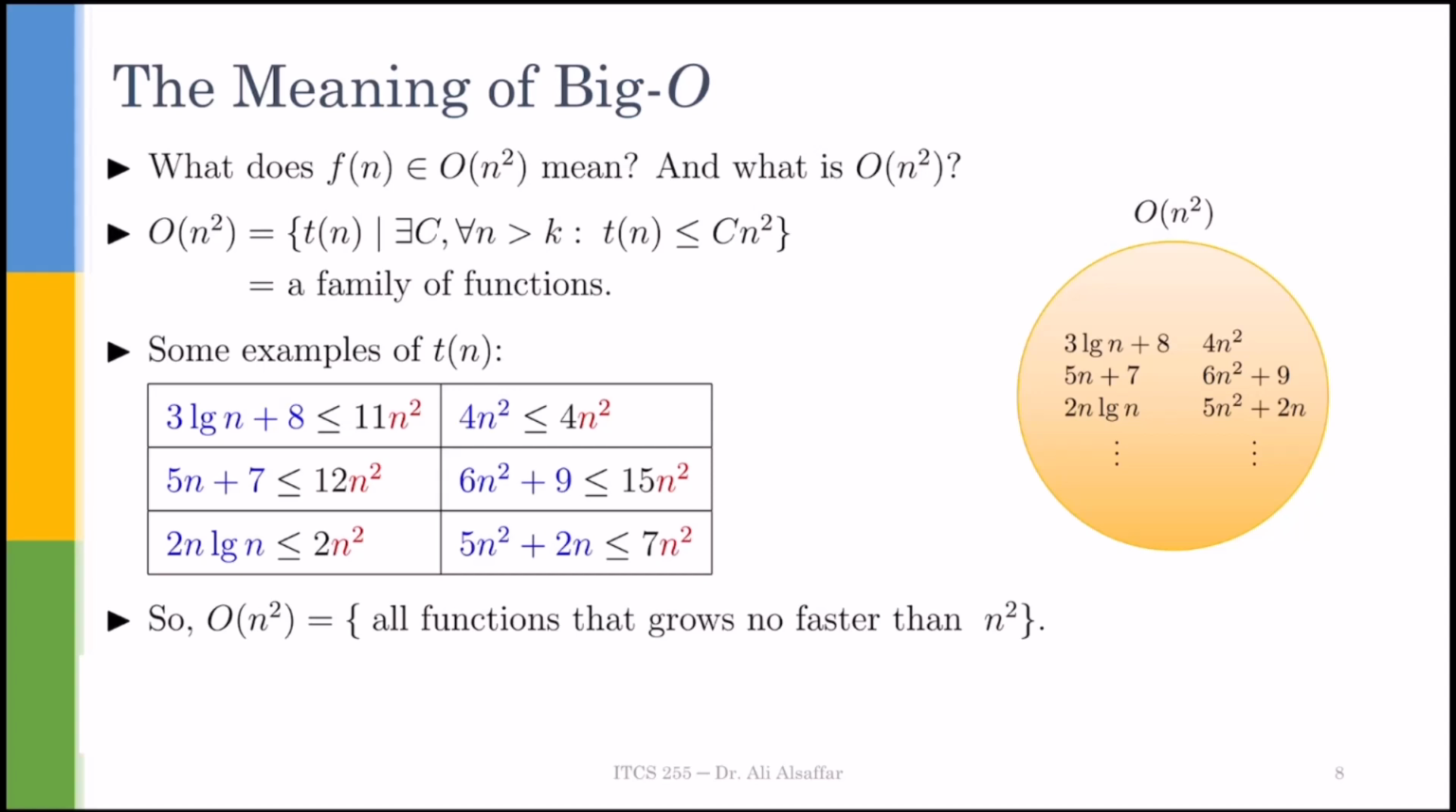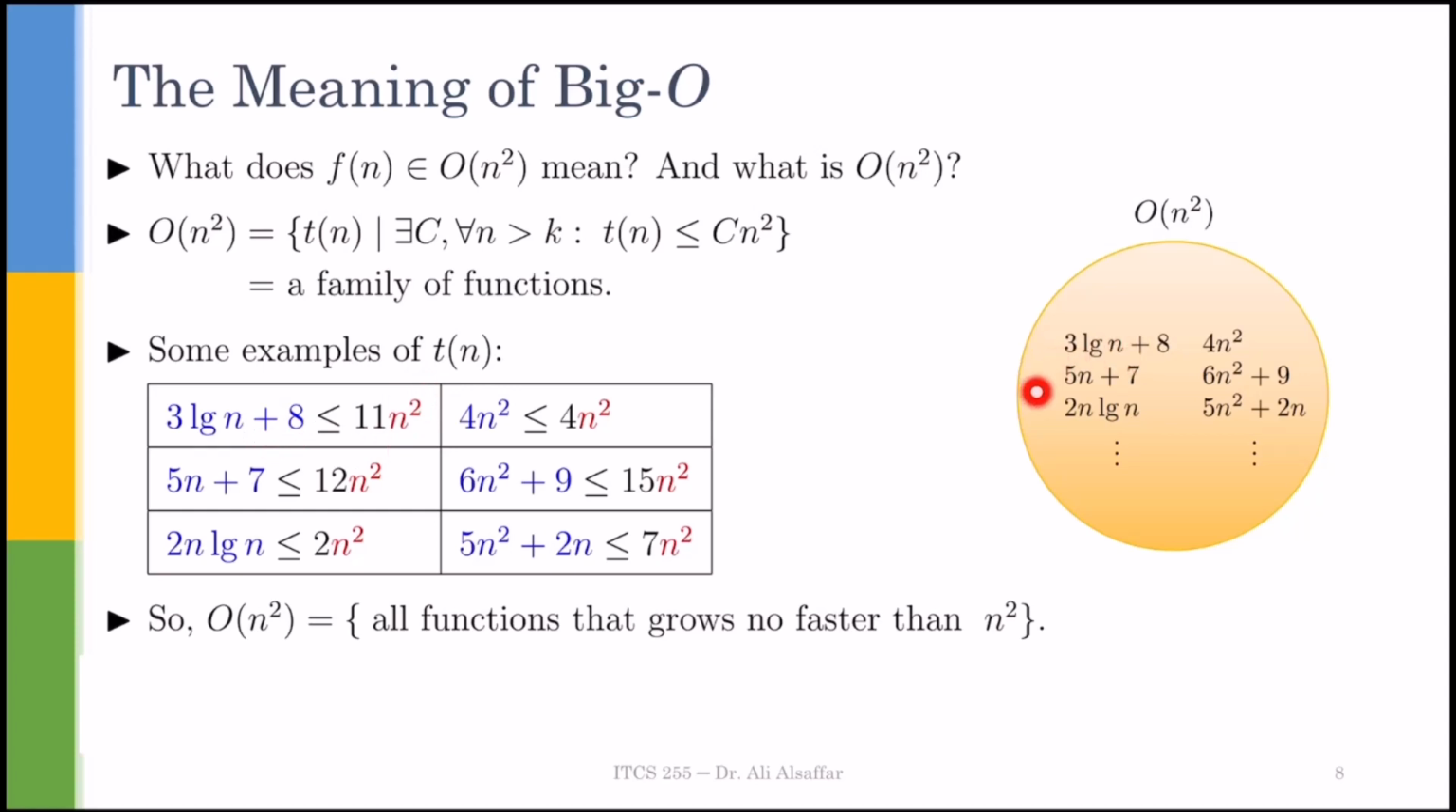So to prove that 3 log n plus 8 is big O of n squared, apply the basic definition, find c, and here you have the answer. So the value of c is 11, and so this inequality is satisfied. So we say that 3 log n plus 8 is big O of n squared.